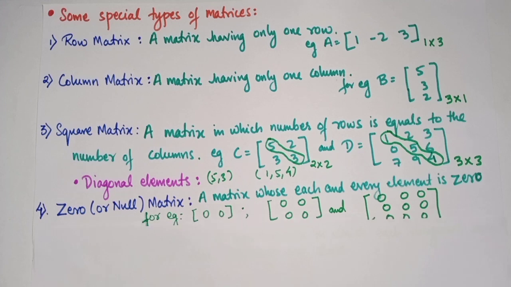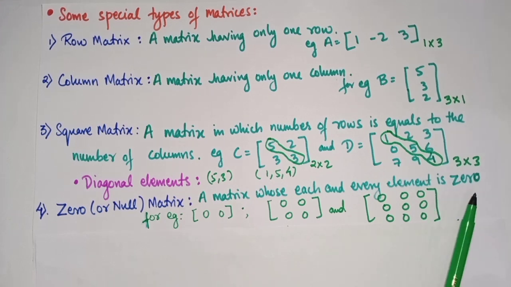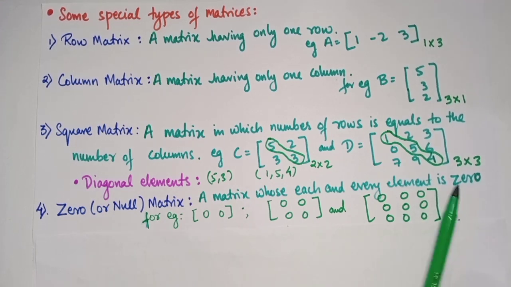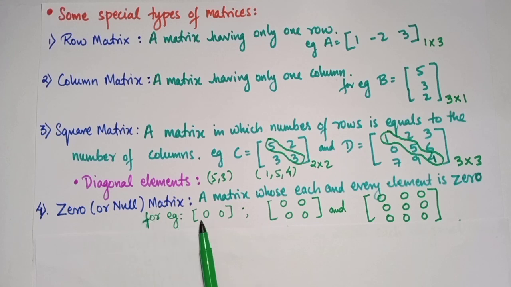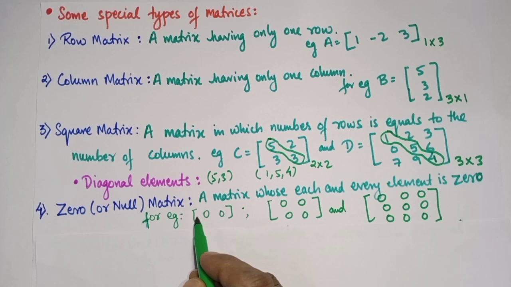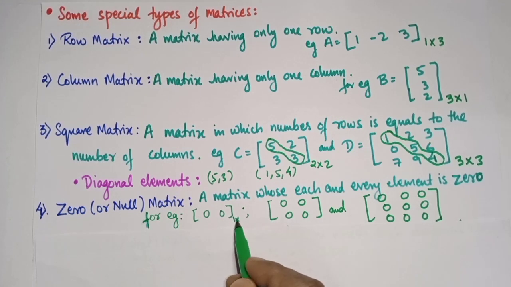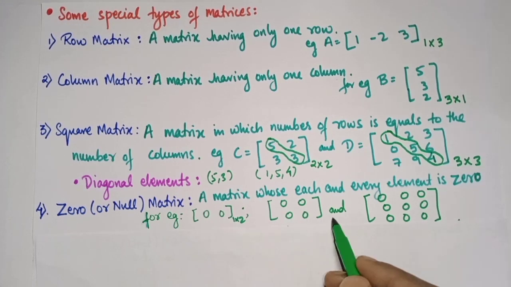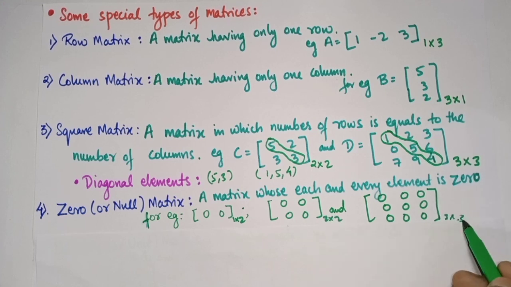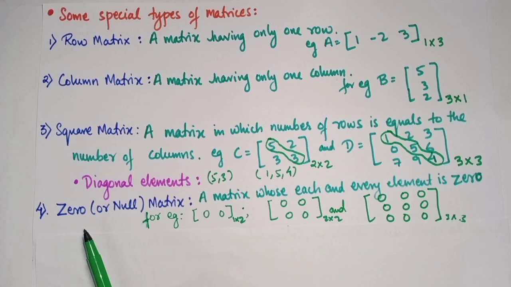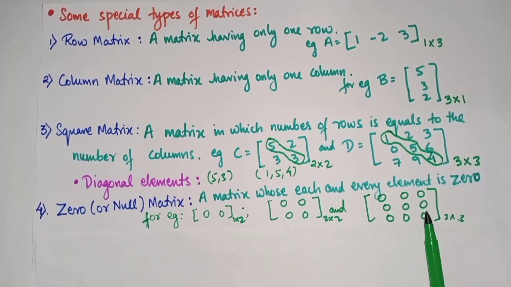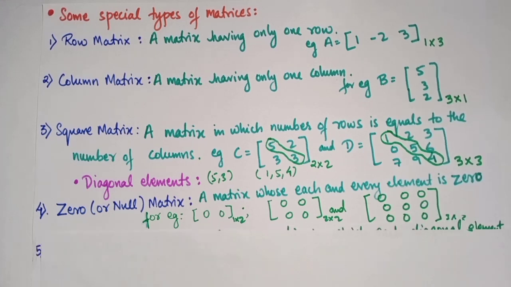You can see 0 or null matrix. Hopefully you are clear with the example only. If each and every element is 0, then we call it a 0 or null matrix. So see, 0 0, everywhere is 0 0. What is the order of this? 1 by 2. How many rows are there? 1, columns is 2, so 1 by 2. This is your square matrix, 2 by 2. This is also a square matrix, 3 by 3. So null matrix or 0 matrix, what is it? If each and every element is 0, then we call it a 0 or null matrix.